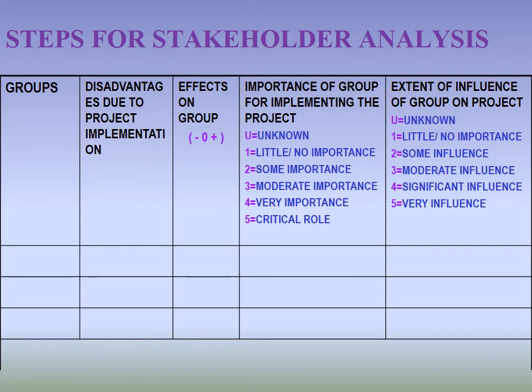And the last column, extent of influence of the group on project implementation. Then again, the landowner is the most influential in a particular area. So you give him here very influential or significantly influential. So you give it 5. Now coming to another row, the fishermen.